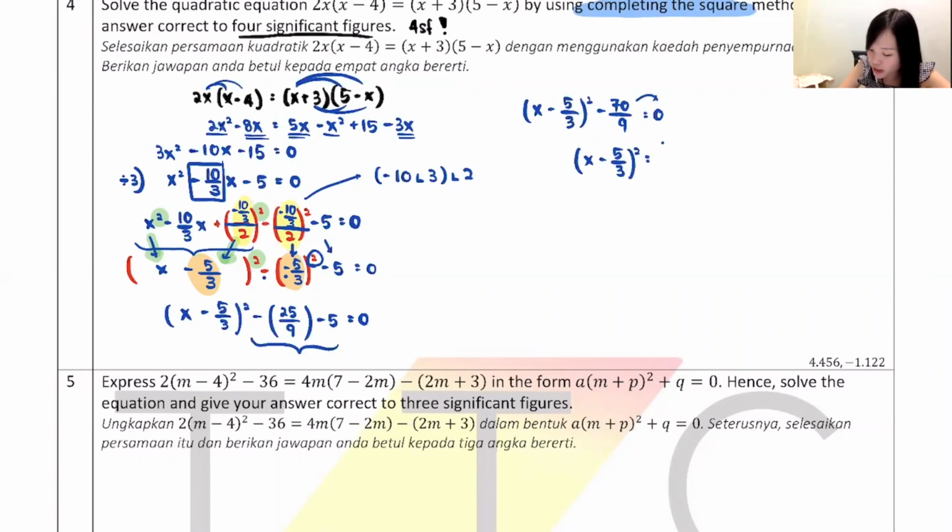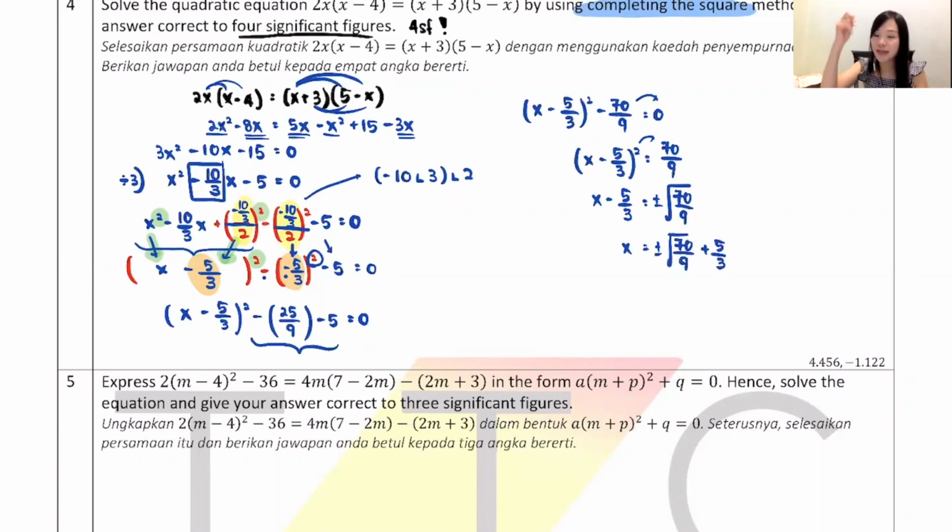Minus, move it over, plus. Okay. Square, move it over, square root. I repeat, square root in front, you must write plus minus all. Okay. And then minus 5 over 3, move it over. Isn't it plus 5 over 3? Yeah. Time to press the calculator.